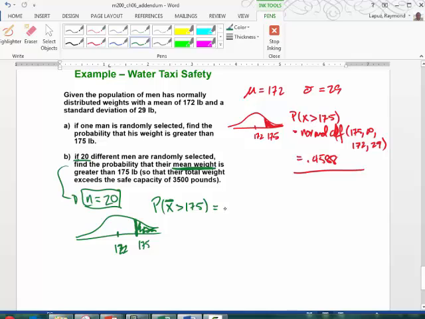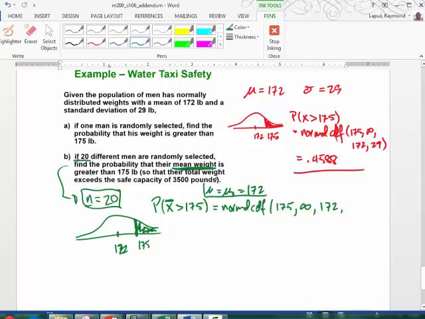So we do the same thing. We use normal CDF, 175 to infinity. The mean doesn't change, because remember the mean for a sampling distribution is the same as the mean for the population. I identified the mean here, mu, is equal to mu sub x bar, which is equal to the same thing, 172.